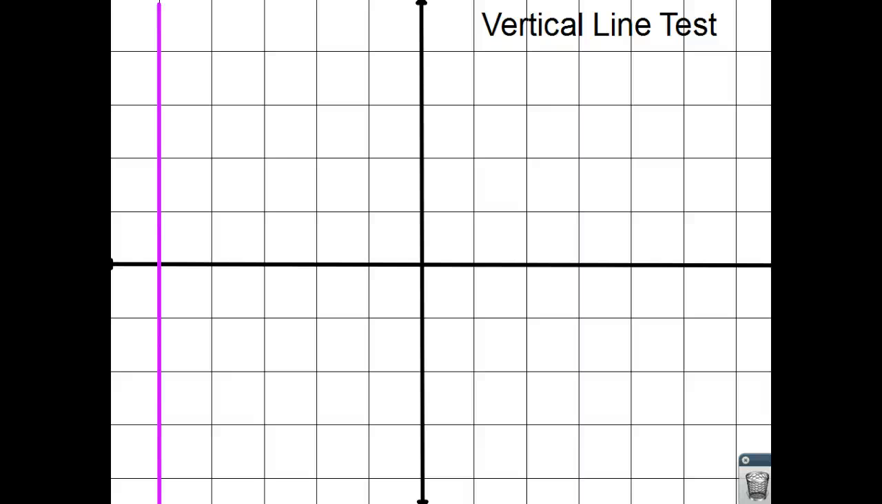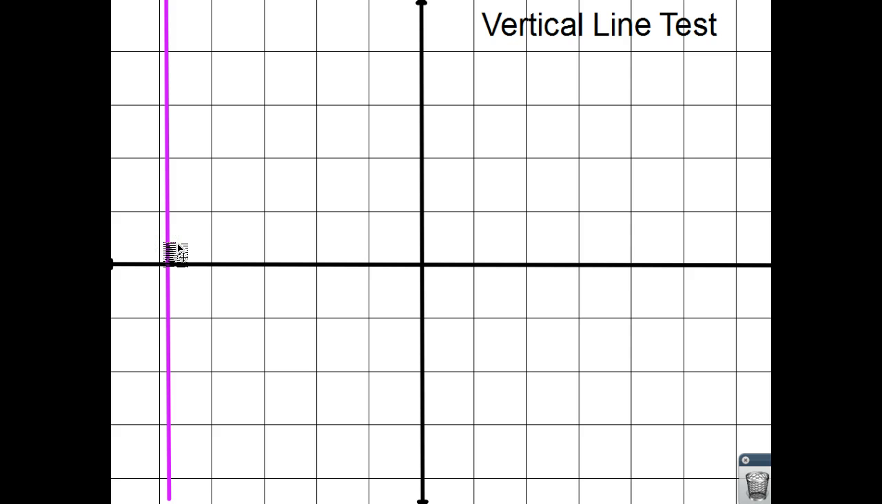Now, a vertical line is a line that is going straight up and down to determine whether or not the relationship is a function. So if I were to take this line and just move it across the grid, if this purple line hits more than one dot at a time, that would tell you that it is not a function. So it's a no-no for this line to hit more than one point at the same time.